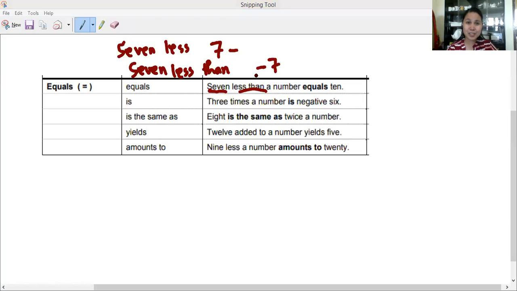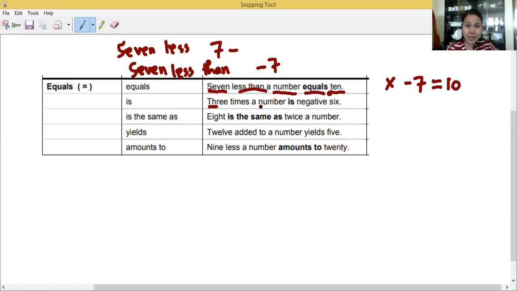Now, let's start with the first one. Ready? 7 less than. So it means minus 7. A number. Do you know the number? If you don't know the number, you can choose any variable to be your number. So we say x minus 7 equals 10. That's it.